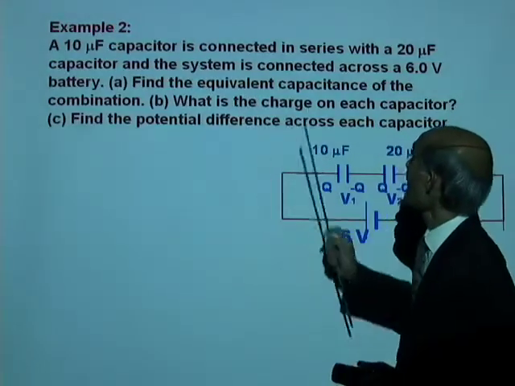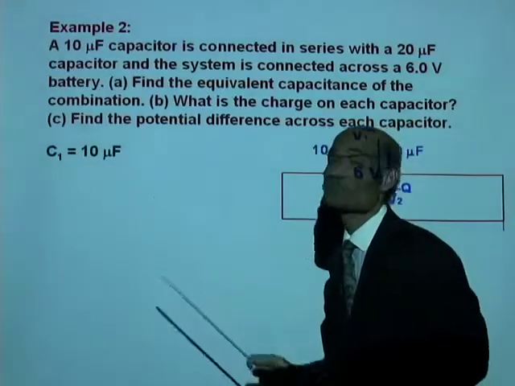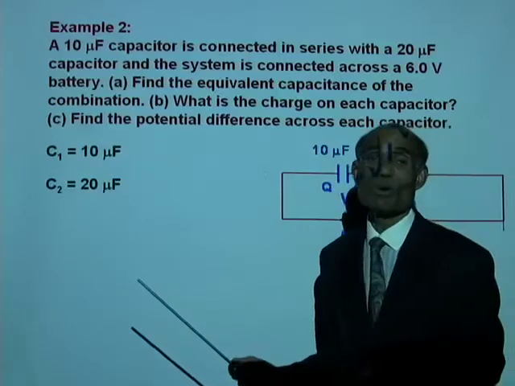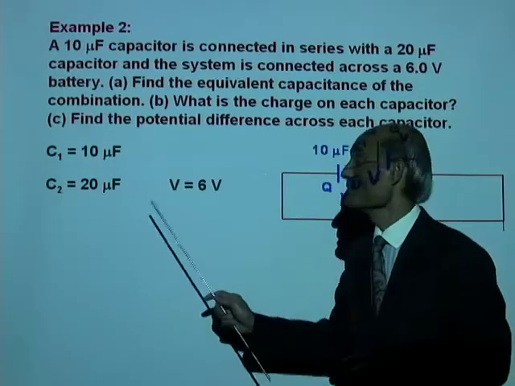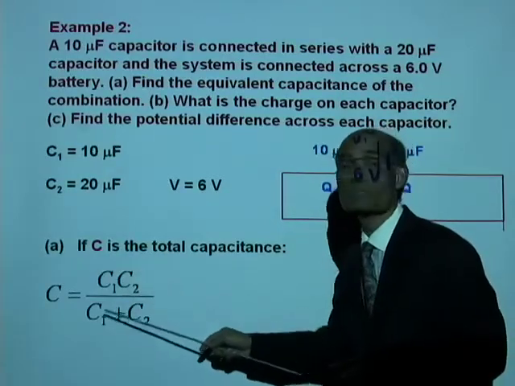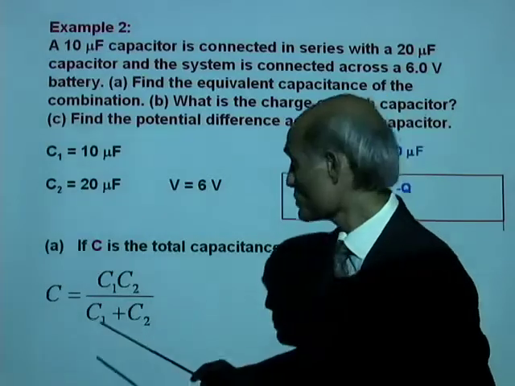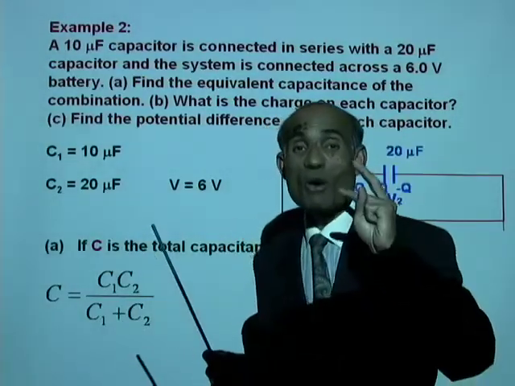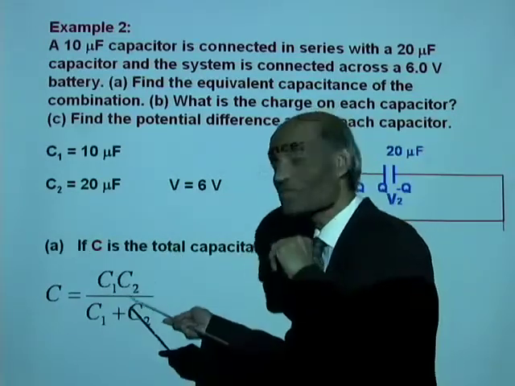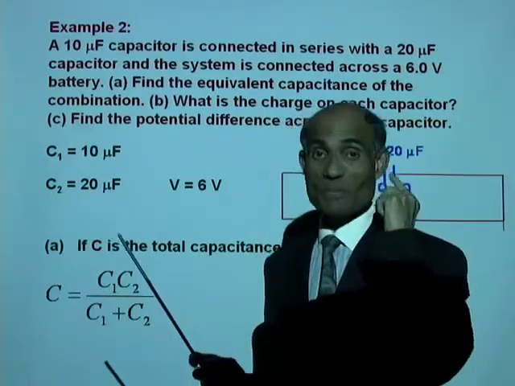Find the equivalent capacitance of the combination. Well, if C1 equals 10 microfarad and C2 equals 20 microfarad, what is the equivalent capacitance? The equivalent capacitance C will be C1 C2 divided by C1 plus C2. Now let me caution you, this equation can be used only if you have two capacitors. If you have three, you cannot extend this equation for that. This is useful only for two capacitors.